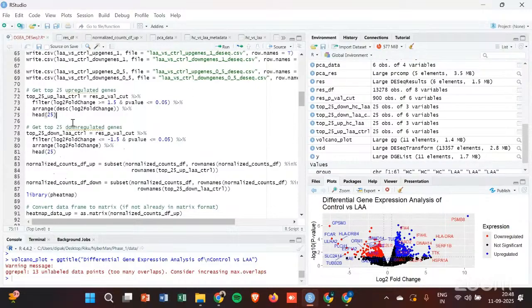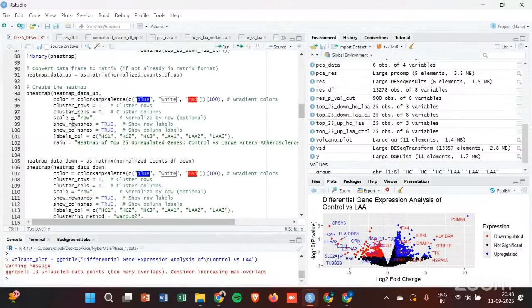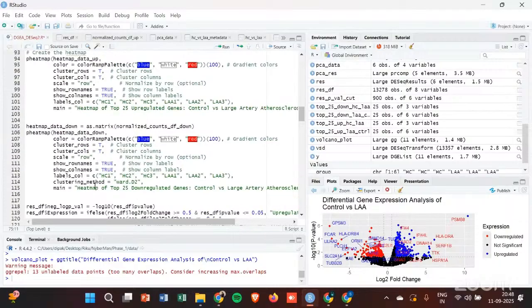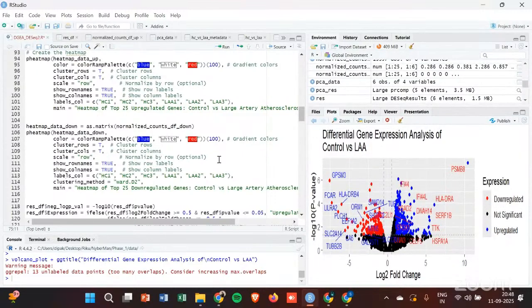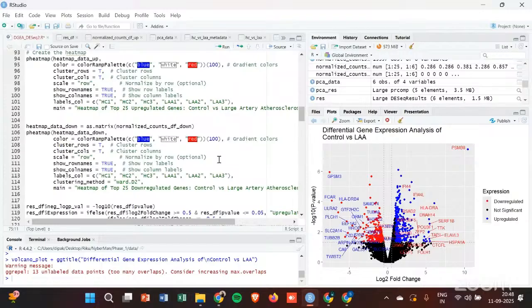Another thing is when you do that heat map, you just added an extra line for the clustering method. Without that line, the clustering is not right, or somewhat different. I wouldn't say not right, it's not clustering as per my liking. Ideally, we cluster healthy controls together and LAA together, but it was not doing that according to my liking.